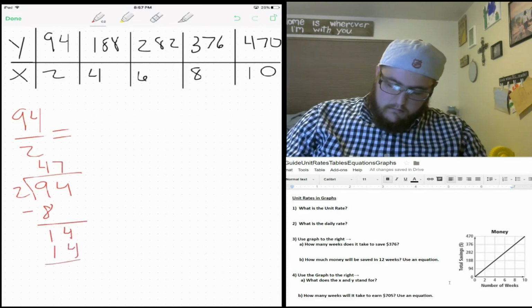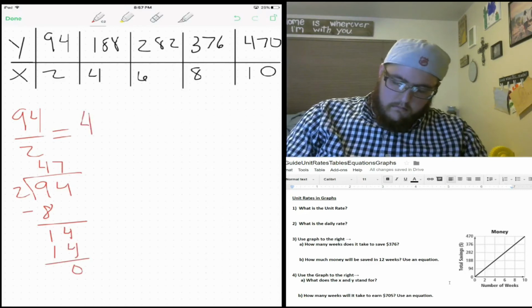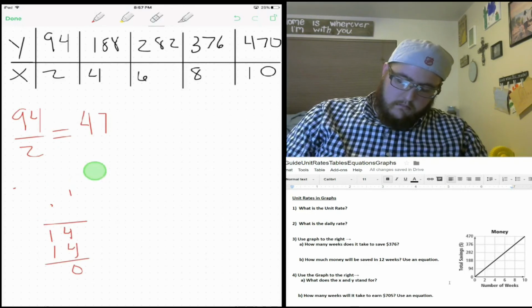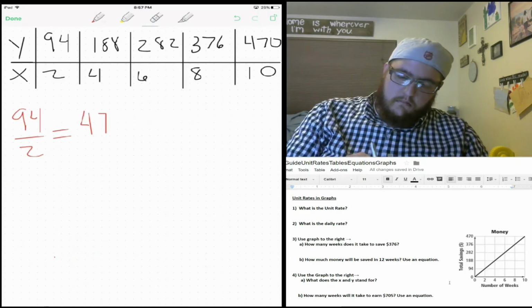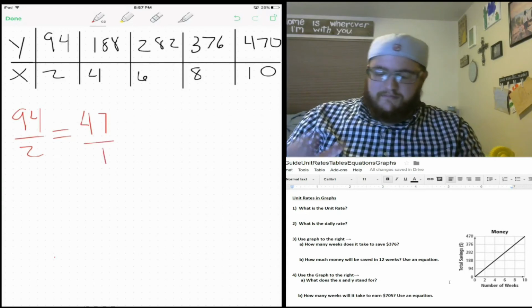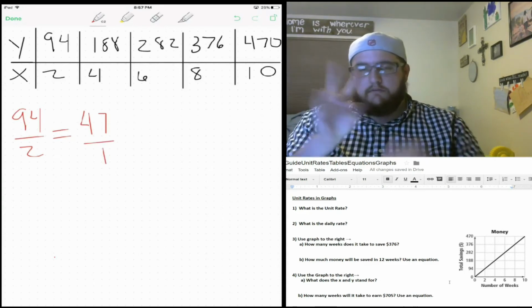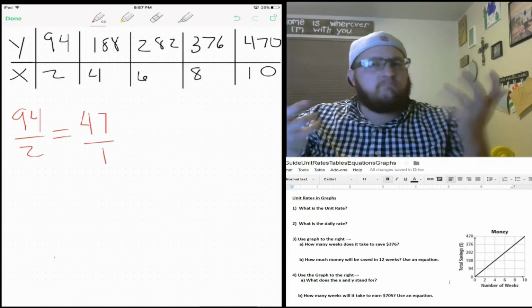2 goes into 9 4 times. We'll subtract, and then we'll be left with 14. 2 goes into 14 7 times. So 94 divided by 2 is 47. So let's take this 47 and set it up as a unit rate. There we go, 47 over 1. So that's our unit rate.